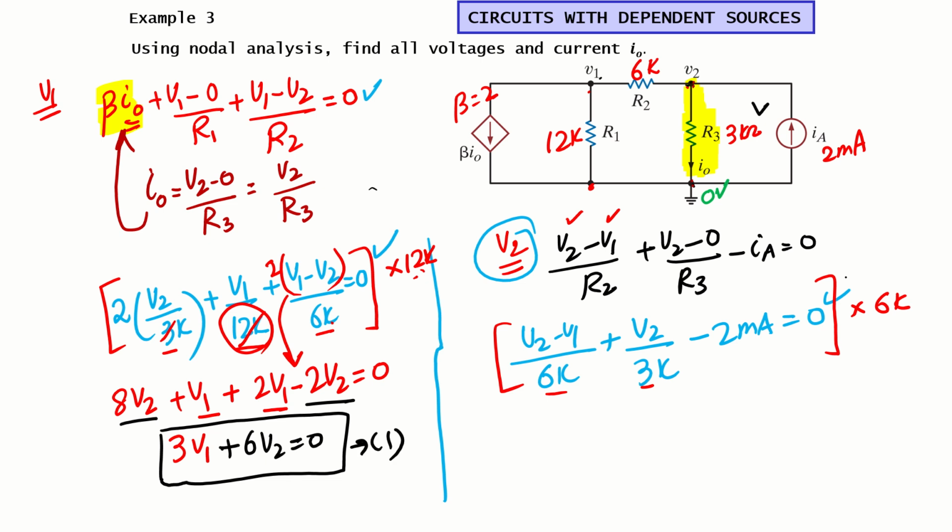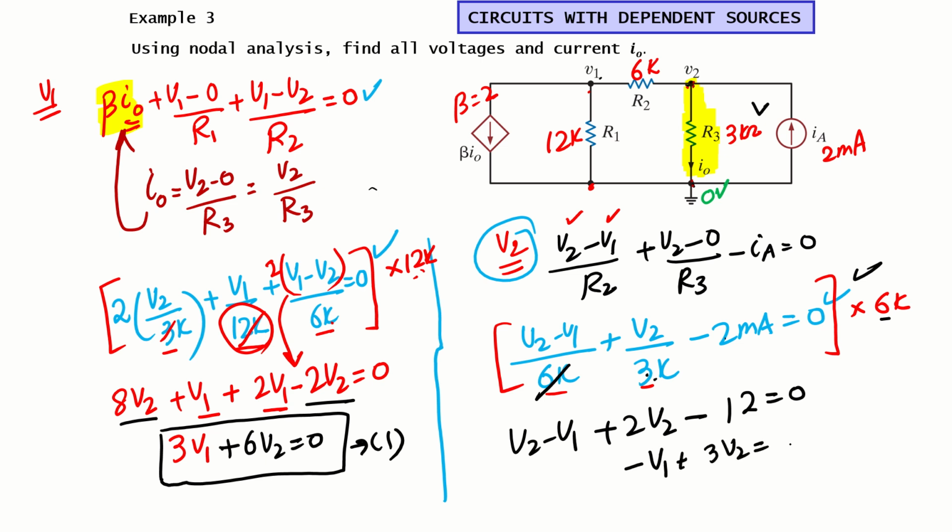Let's get the similar one for this case. So again multiply with 6. This 6 and 6 will be cancelled. So I have V2 minus V1. 6k divided by 3, we will get 2, so 2 will be multiplied. 2 times V2 minus 2 times 6, 12. Million k will be cancelled. So 12 is equal to 0. Let's rearrange it, putting in the order minus V1 plus 3V2 is equal to 12. So this is my second nodal equation in the simplified form.